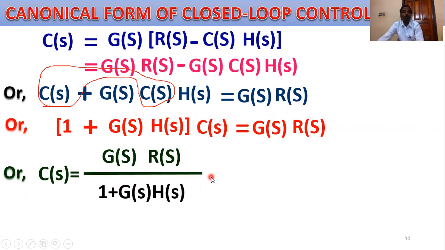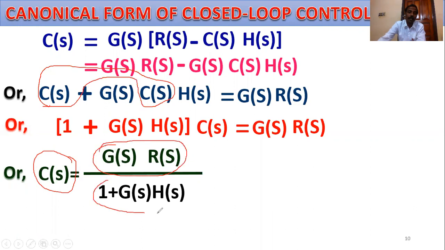This is the controlled output for negative feedback closed loop systems. For negative feedback closed loop systems, the output C(s), this is the controlled output, or the effect of the system, equals forward path gain into reference input divided by 1 plus G(s) into H(s). In this case, R(s) is the reference input, which may be step, ramp, parabolic, impulse, sinusoidal, analog signal, digital signal, any type of input you can apply.